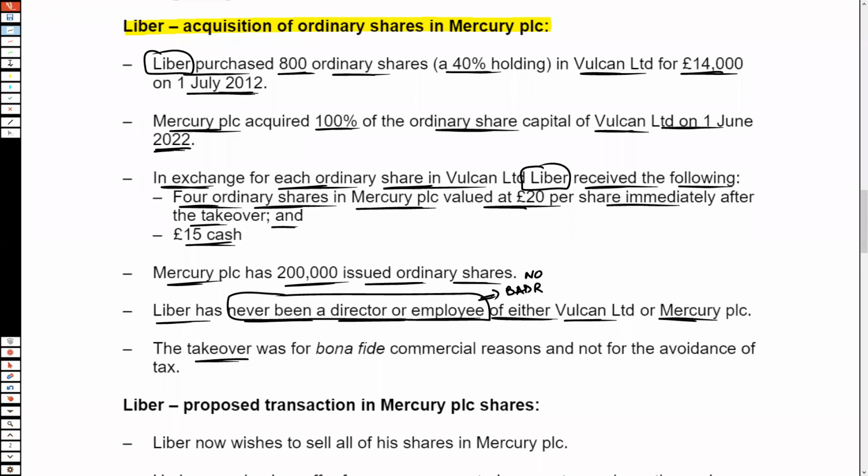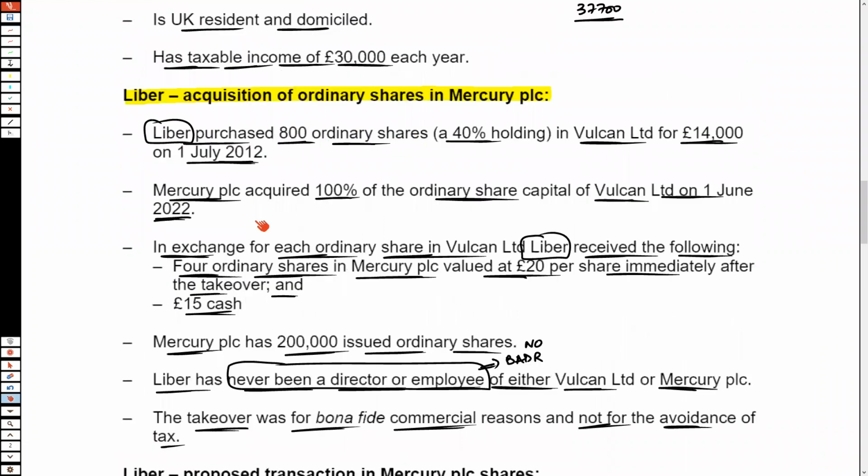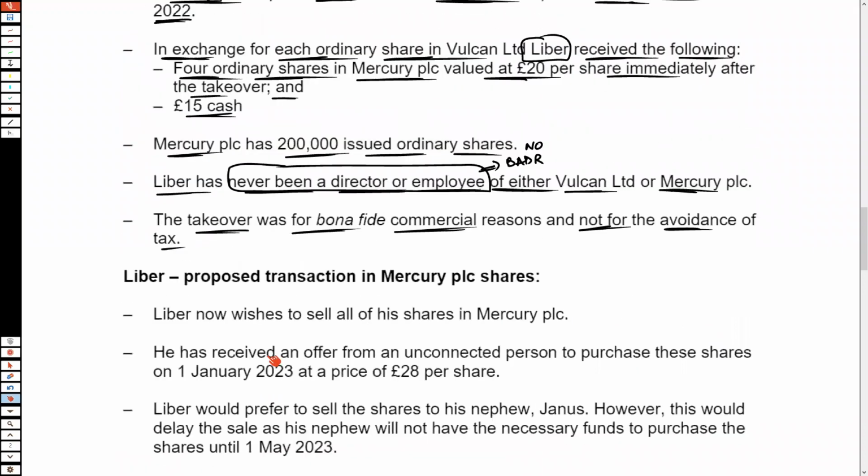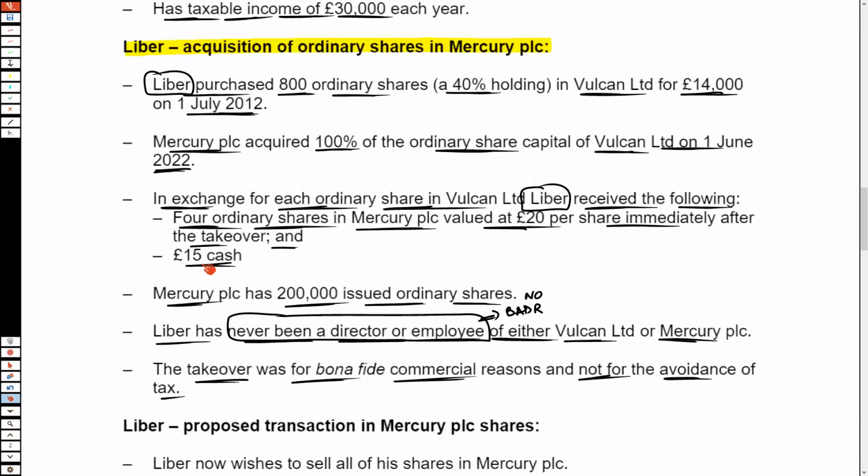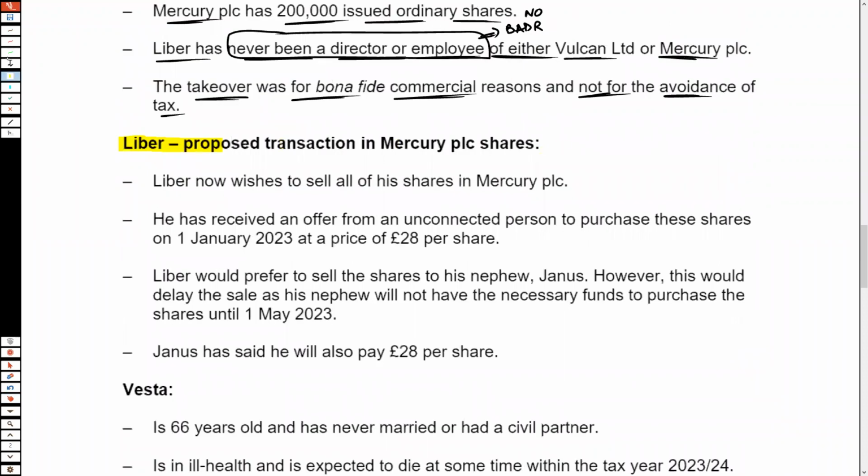The takeover was for bona fide commercial reasons and not for the avoidance of tax. Okay, fine. Transactions like share for share exchange and reorganization should be for a commercial reason and should not be due to tax avoidance. Then we have talked about the basic background of the person. Let's talk about Libor's proposed transaction in Mercury PLC shares.